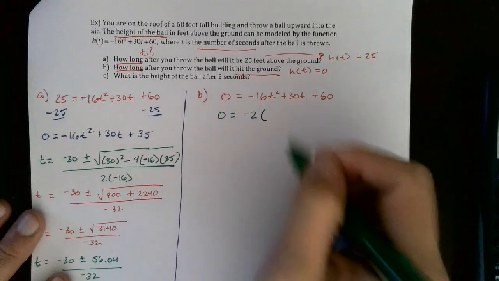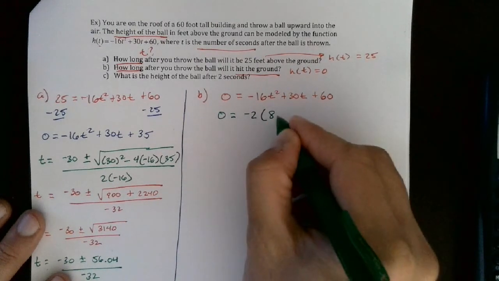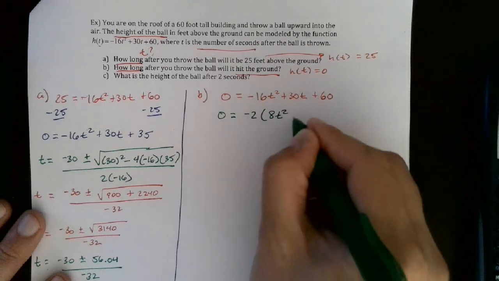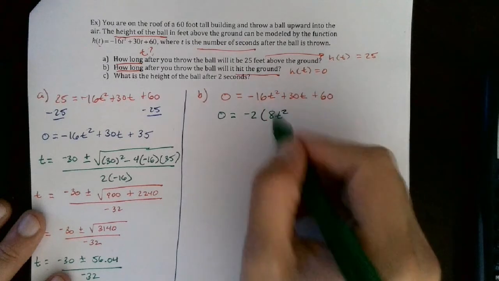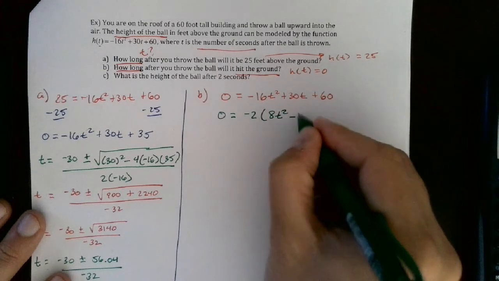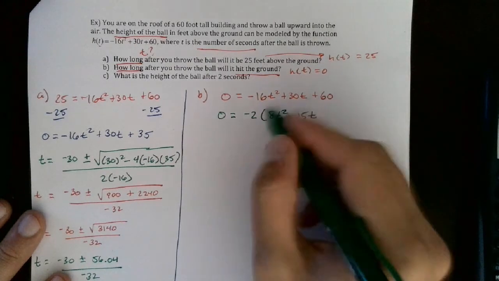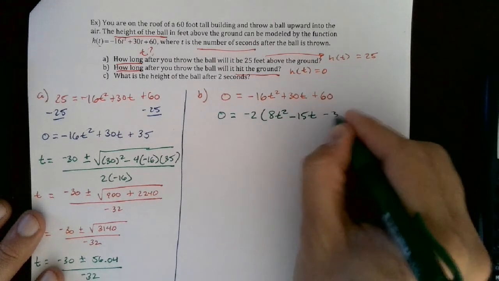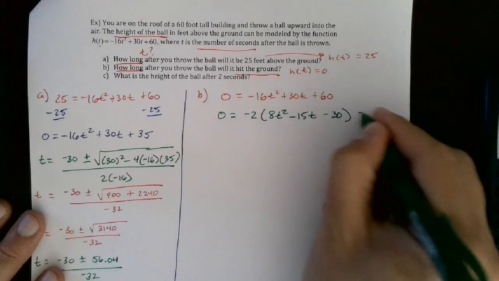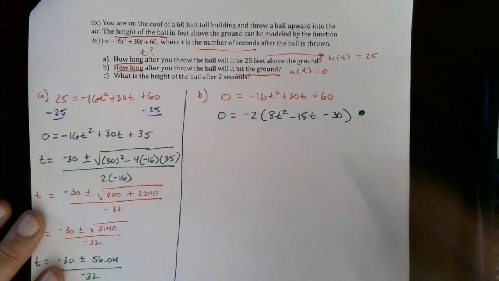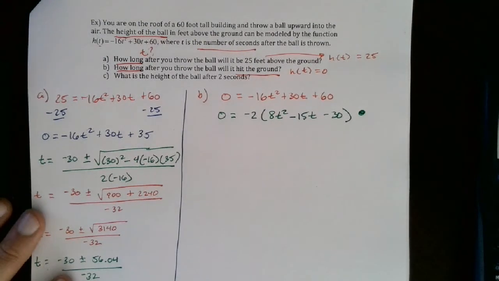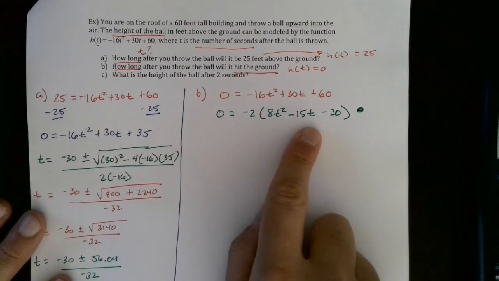Taking out negative 2 leaves me inside the parentheses with 8t squared. And remember, the signs are going to change. 30t divided by negative 2 makes negative 15t. A positive 60 divided by negative 2 makes negative 30. And this whole thing equals 0. I already have the equal 0 on that side, so I don't have to write it again. Now if I wanted to solve this, I'd try to factor it. It may not factor nicely, and if it doesn't, then you'd have to use another method that we know.